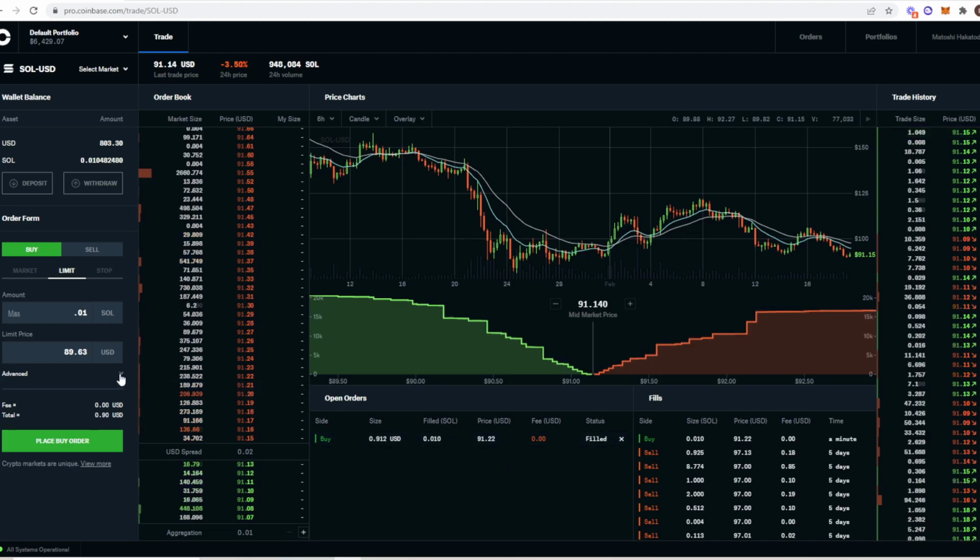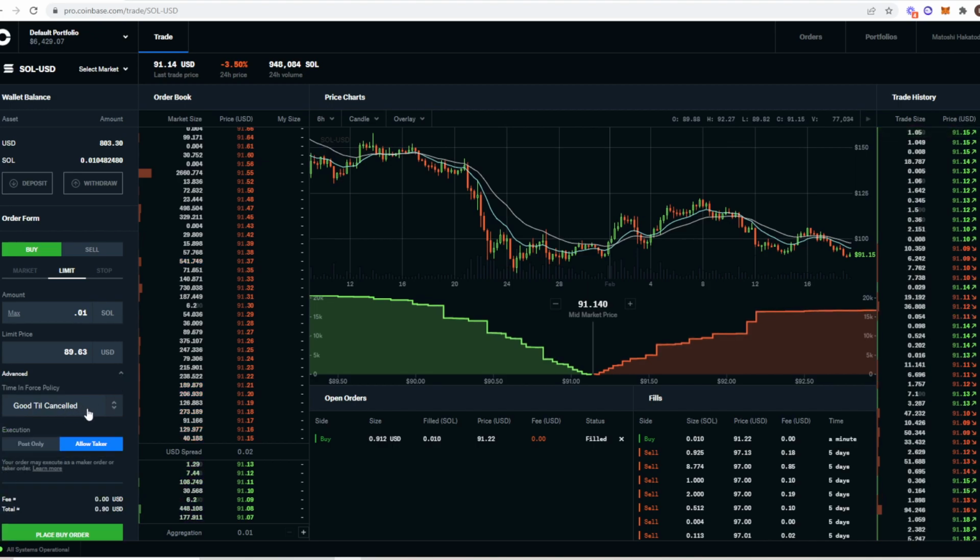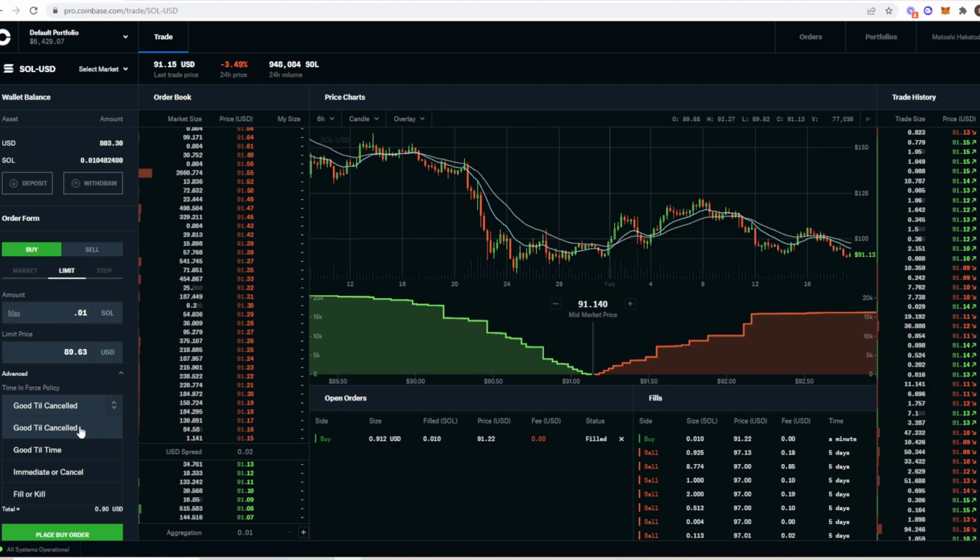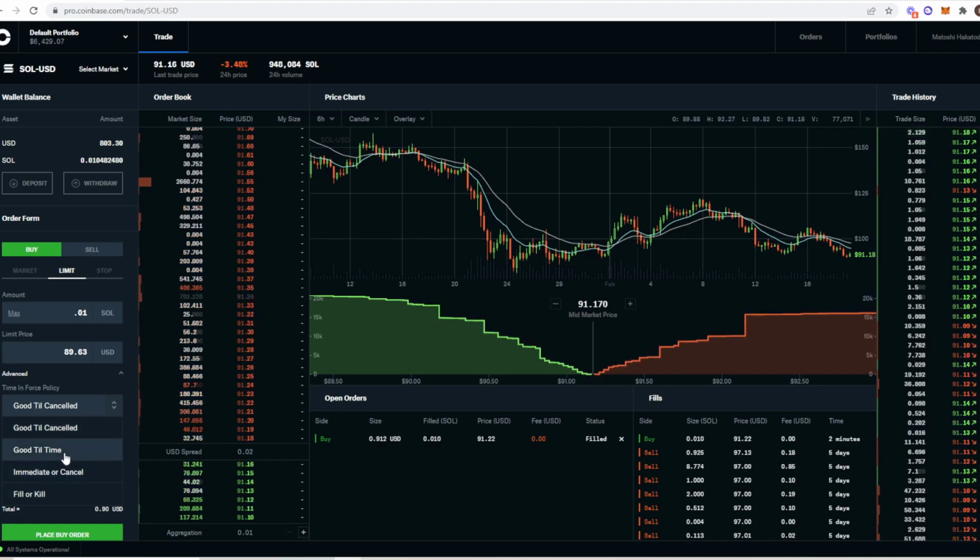One thing to keep in mind when you look at advanced, you can set the time in force policy. So good till cancel, that's when you want to cancel it. Good till a certain amount of time, immediate or cancel, or fill or kill. So if you want to set a certain time frame, maybe you're going to go ahead and do something else and you can't really be bothered watching the charts, good till time would fit in that scenario.